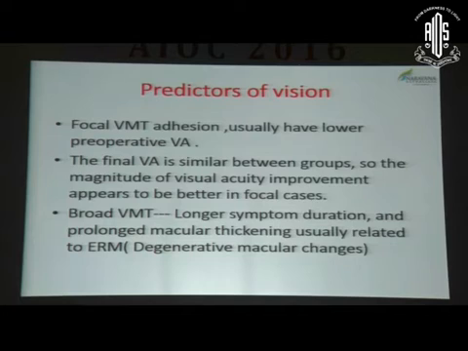Focal adhesions usually have lower preoperative visual acuity. The final visual acuity is similar between groups, so the magnitude of visual acuity improvement appears to be better in focal cases. And broad VMT have a longer symptom duration and prolonged macular thickness, usually related to ERM.